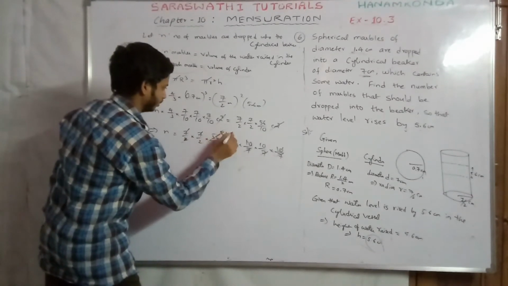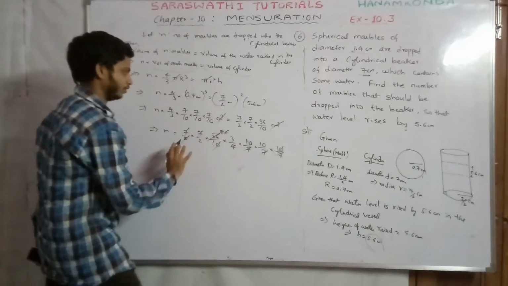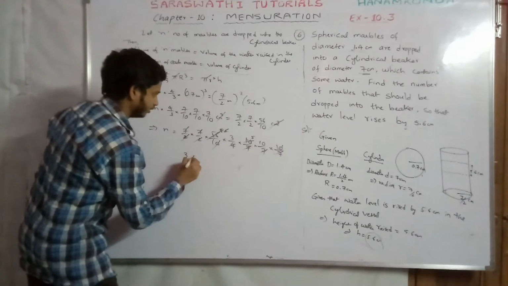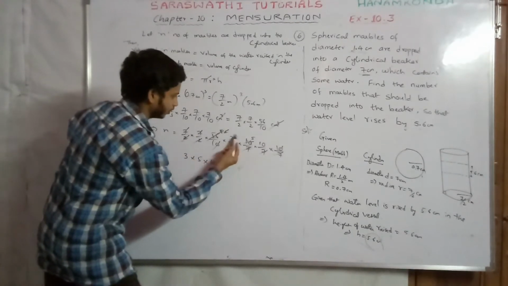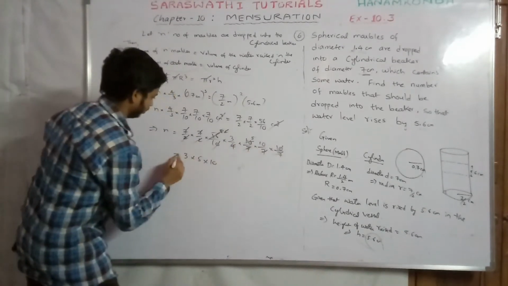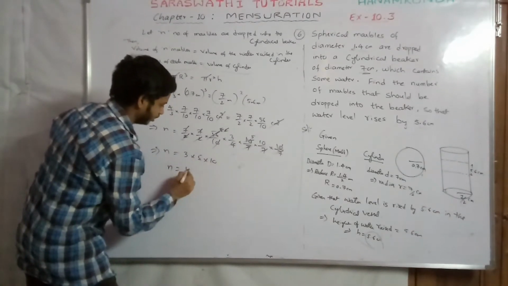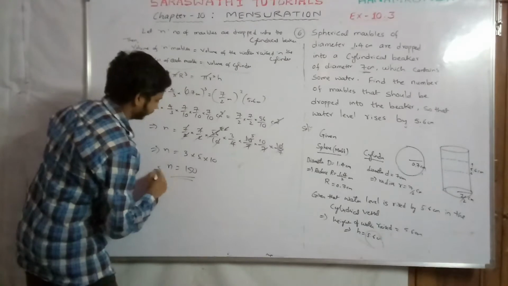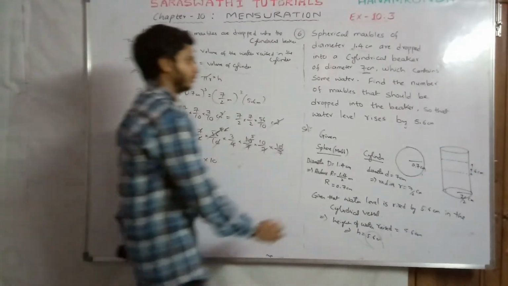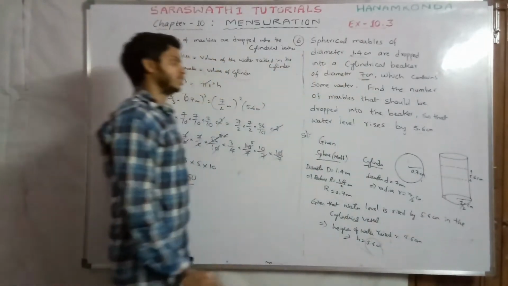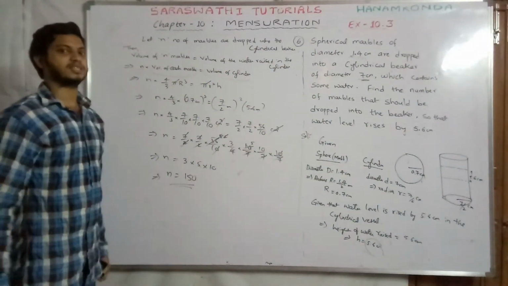4 1s are 4, 4 2s are 8. 2 gets cancelled. Okay, now 2 1s are 2, 5 2s are 10. So 3 into 5 into 10 is remaining. So t plus n equals 3 into 5 into 10, that is 15 into 10, which is 150. So n value is 150. So 150 marbles are dropped into the cylindrical beaker such that the water level is raised by 5.6 centimeters. So this is the answer. We shall discuss the next question.